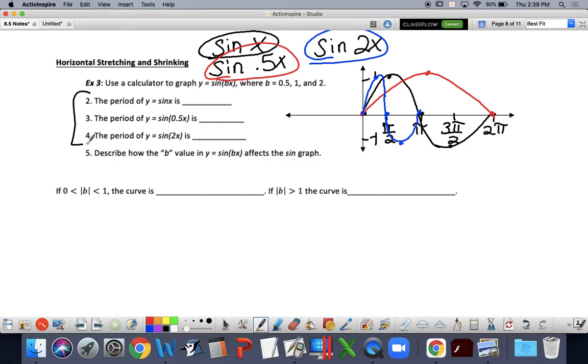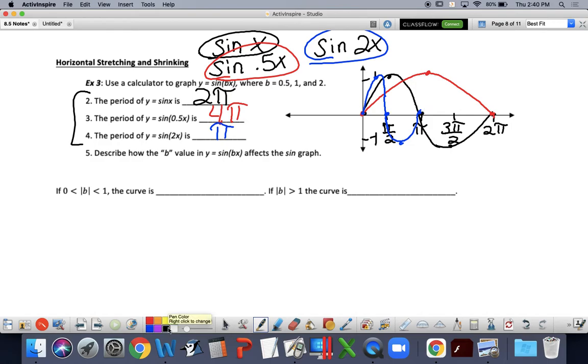All right, so what is our period of our regular sine function, sine of x? How long does it take? 2 pi. Now, how about a half of an x, sine of half of an x? 4 pi. Right? Here, I'm only seeing the first half of it. The second half of it is going to take another 2 pi to go the full cycle. And then our last one, the sine of 2x, pi, right? It only took pi to get a full cycle of the sine curve there.